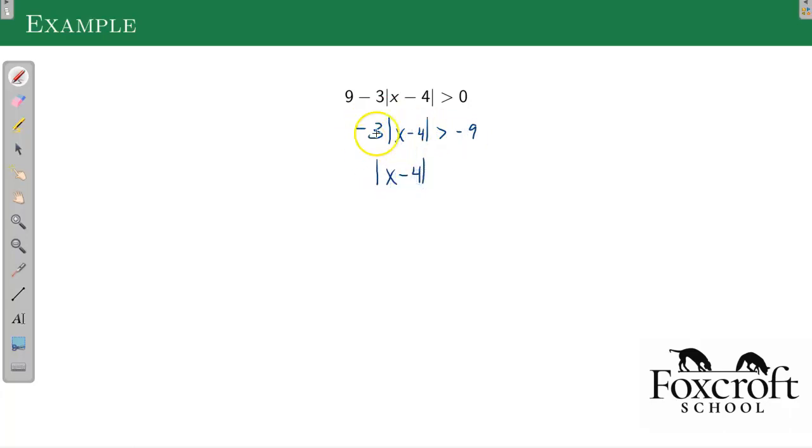It's being multiplied. You don't want to add 3 because it's not -3 plus the absolute value. It's being multiplied by the absolute value, so I divide by -3. So -9 divided by -3 is +3. And remember, with inequalities, there's one extra thing that doesn't happen with equations. If you multiply or divide by a negative, you flip the inequality the other direction.